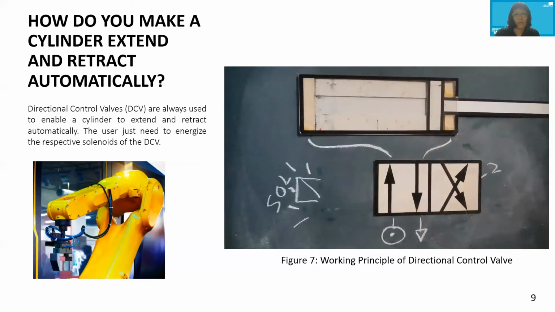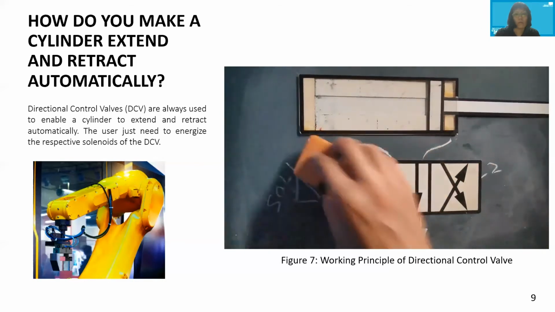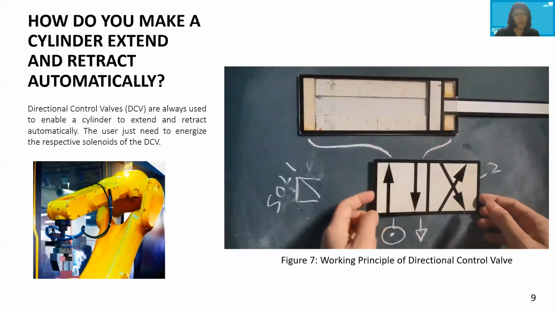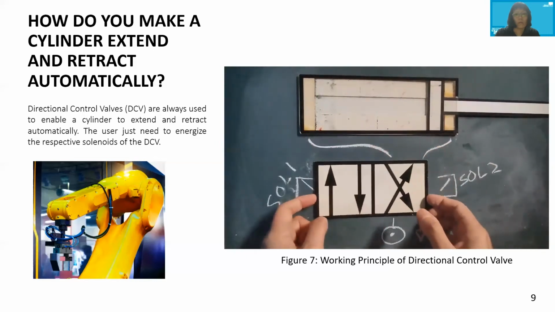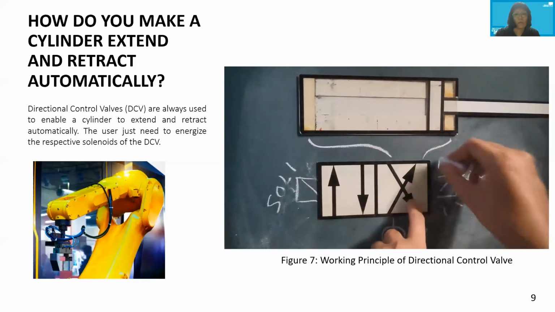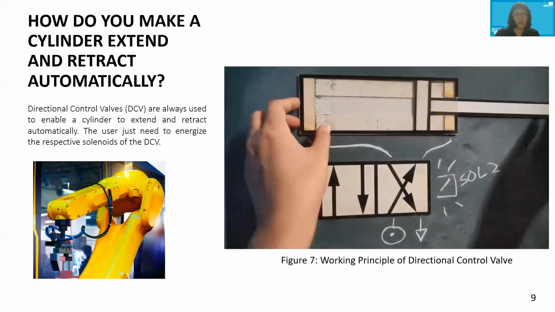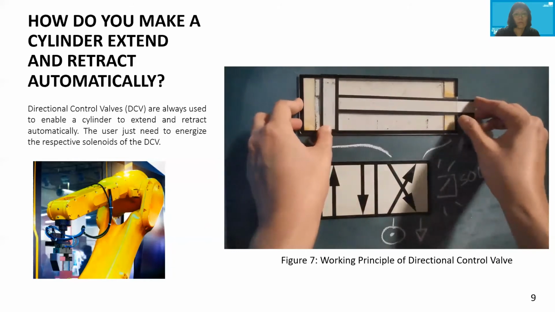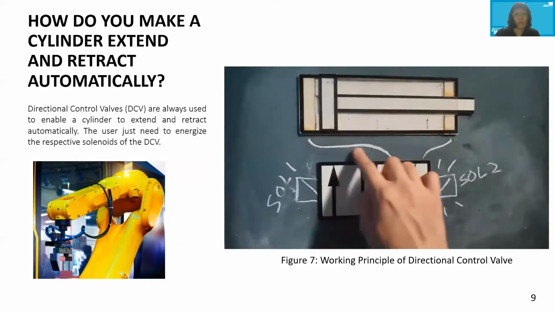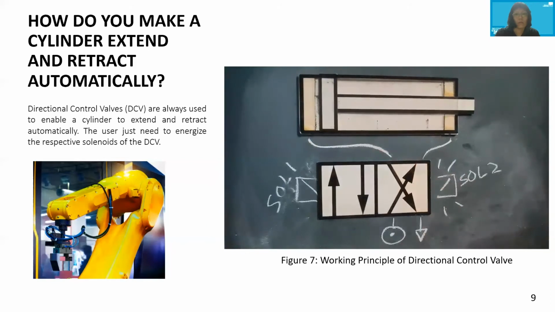So how do I make the cylinder retract again? First, you have to de-energize solenoid 1 and energize solenoid 2. When you energize solenoid 2, you will activate this checkbox because this checkbox is closest to solenoid 2, and you can see that the air supply will pump in the air through the DCV to the rod side of the cylinder, causing it to retract, and the air will come out from here to the exhaust. So this is how the DCV can be used to connect to the cylinder to control the extension and retraction of this cylinder.